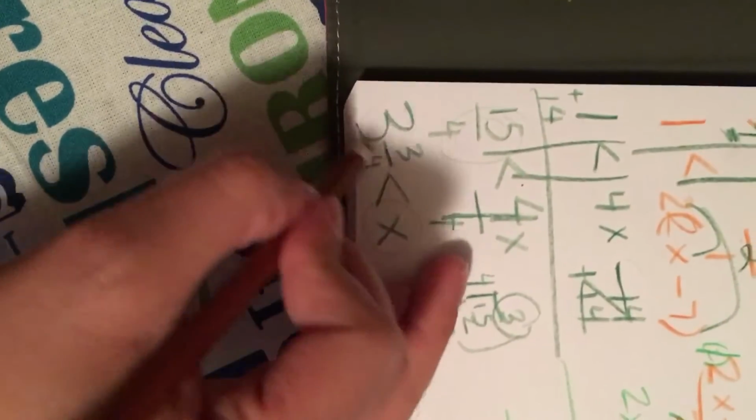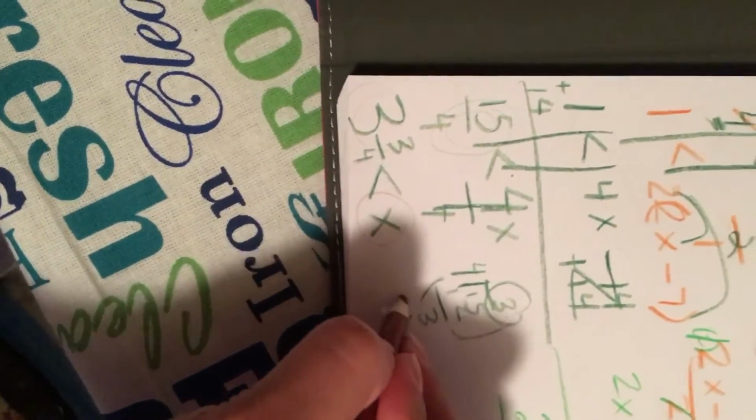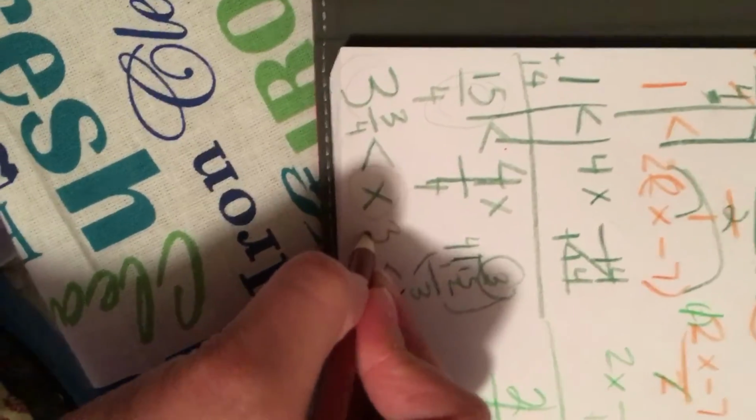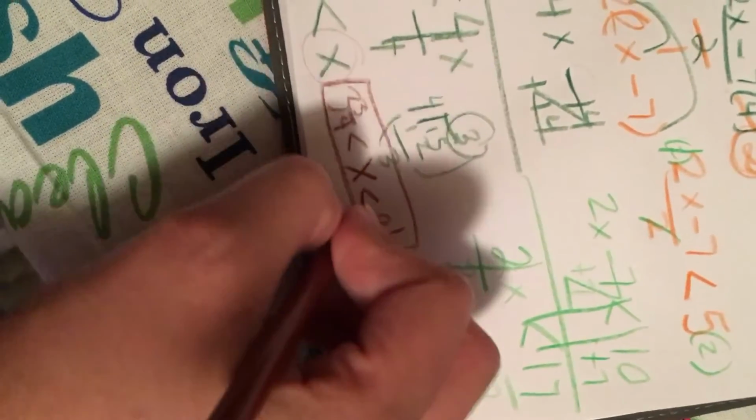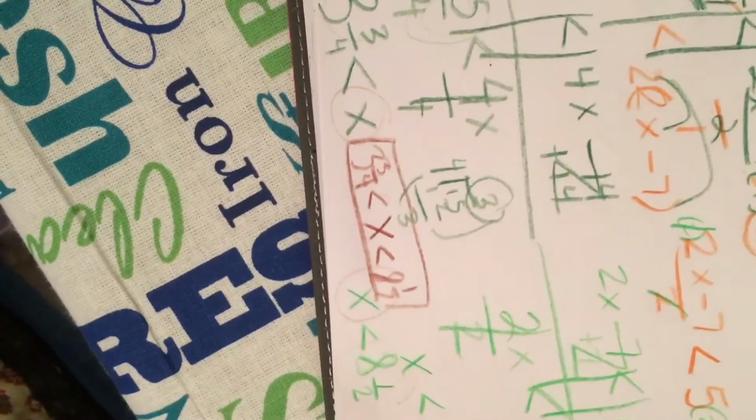Right, the x can be in the middle. Take this part right here, less than 3 3/4. And on the other side, you have less than 8 1/2. So this is how you would write it together.